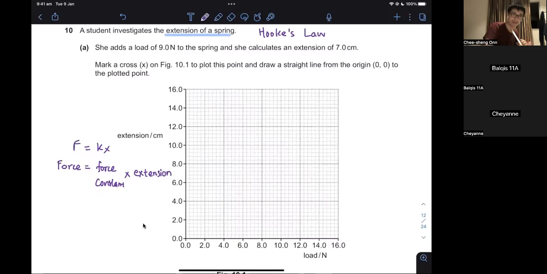You guys even learn the formula? Or is that pure science? I don't know. Do you learn this, Cheye? It's okay to say no. It should be in the syllabus. Let me double check.